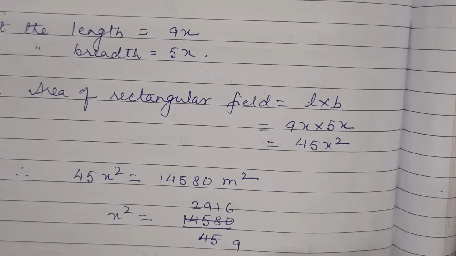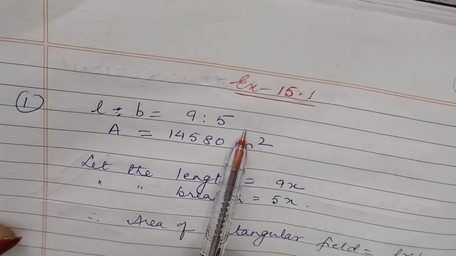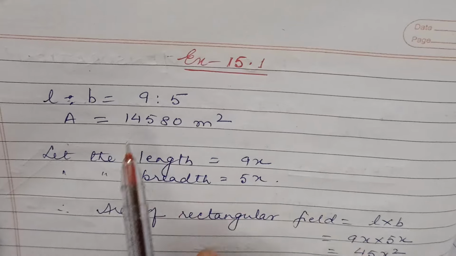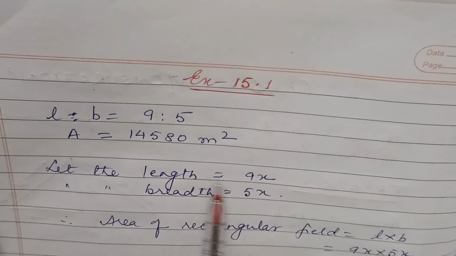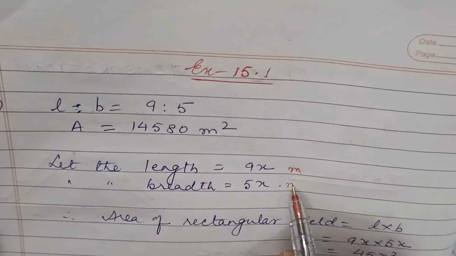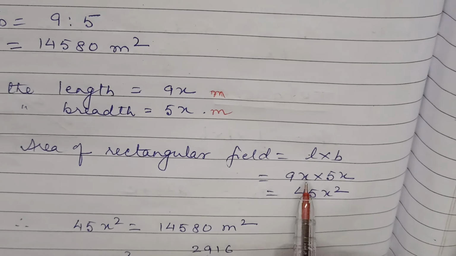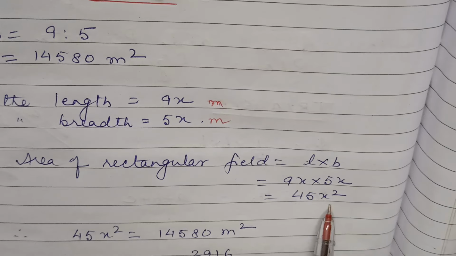First of all, let us see what is given. L is to B, means the ratio is given 9:5. Area is 14,580 meter square. When it is a ratio, we always multiply with a constant term. So let the length be 9x meter, okay, and breadth be 5x meter. Then its area of the rectangle, we know it is given by L into B. So 9x into 5x, that is 45x square. x into x is x square.